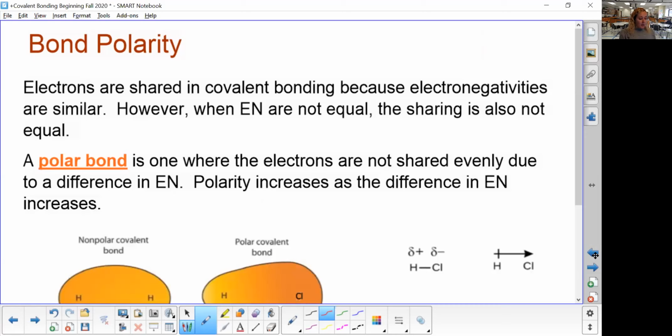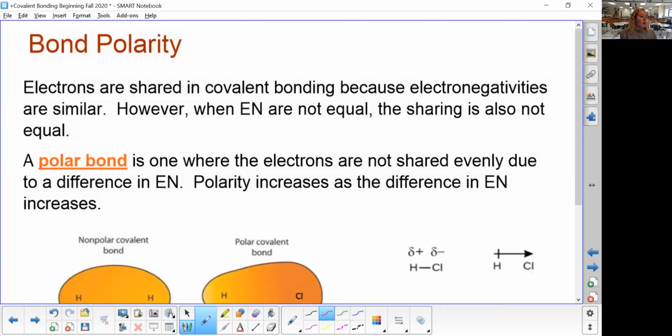So bond polarity is based off of how electrons are shared in that bond. And in covalent bonds, we started this unit saying, okay, electrons are shared, and that's what we've been learning about, but how well are they shared? Are they shared evenly or unevenly?